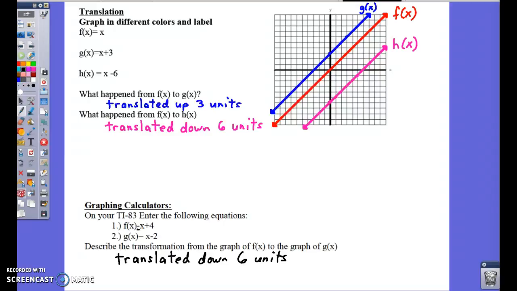Okay, if you take a look now, I revealed the answers. Going from f of x to g of x, it looks like it was a translation up 3 units because the y-intercept changed from 0 to 3. And then going from f of x to h of x, it was a translation down 6 units because we went from a y-intercept of 0 to a y-intercept of -6, which is a difference of 6 units. And on the bottom here, using a graphing calculator, we went from a y-intercept of +4 to a y-intercept of -2. That's a difference of 6 units down. And there was a little typo on number 1 in case you didn't catch it. This should have been an equal sign. All right?